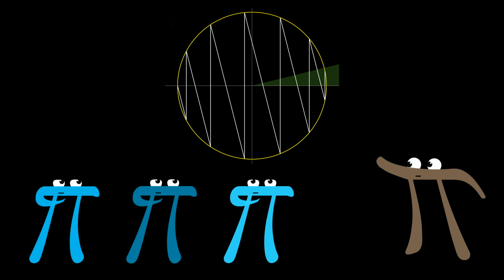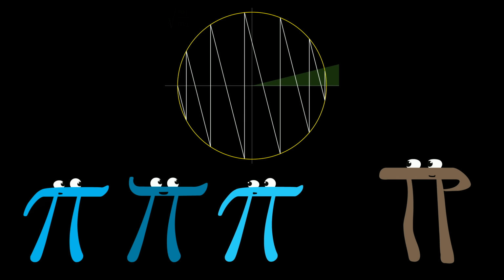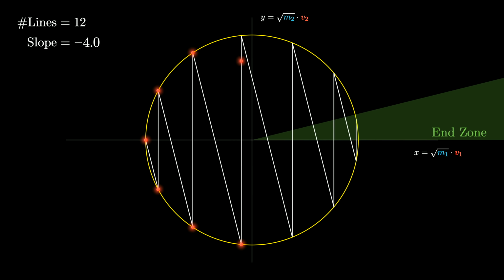If you just stare at this diagram and you're the right combination of lucky and clever, here's something you might notice. Consider all of the points where these lines hit the circle, and consider all of the arcs along the circle in between those points.